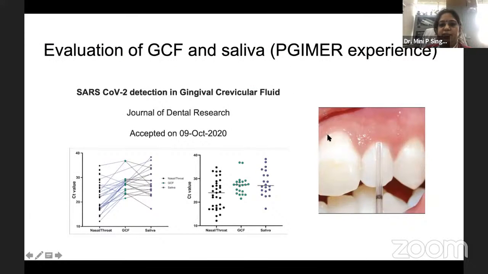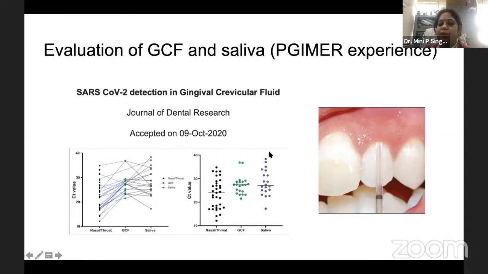So this is the gingival crevicular fluid. It is just an exudate from these gums. And here what we have done is that we have compared the nasal and throat swab versus the gingival crevicular fluid and the saliva for the diagnosis of COVID-19. And we found that, though the sensitivity was lesser, they were found to be an optimum specimen for the diagnosis of COVID-19, and the viral RNA would be detected even in saliva and GCF samples.